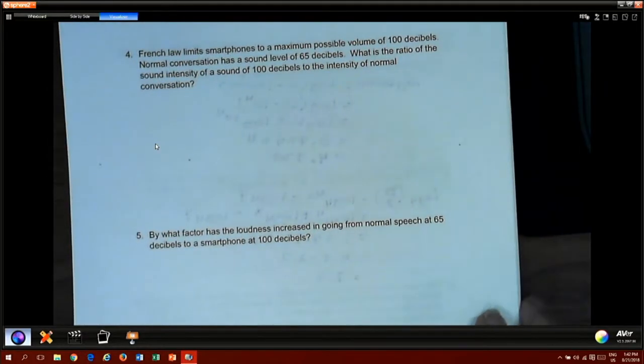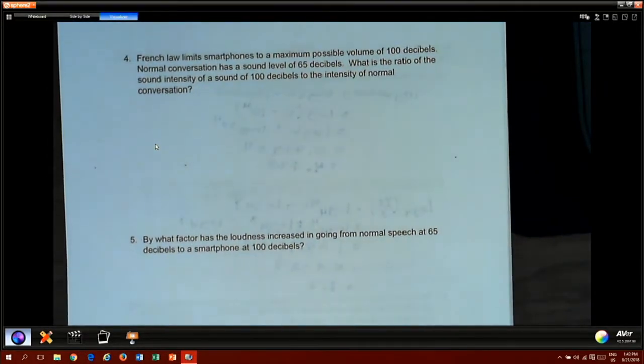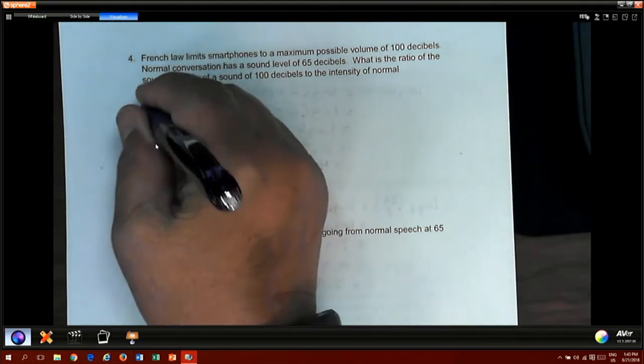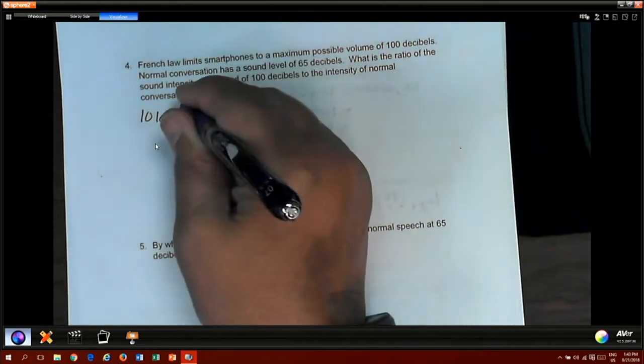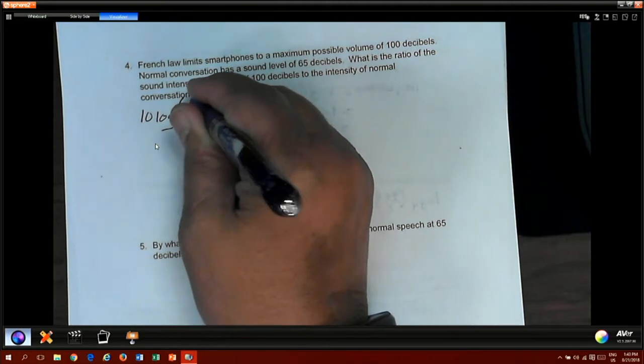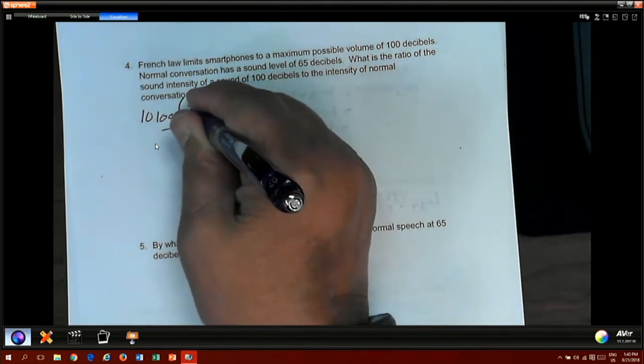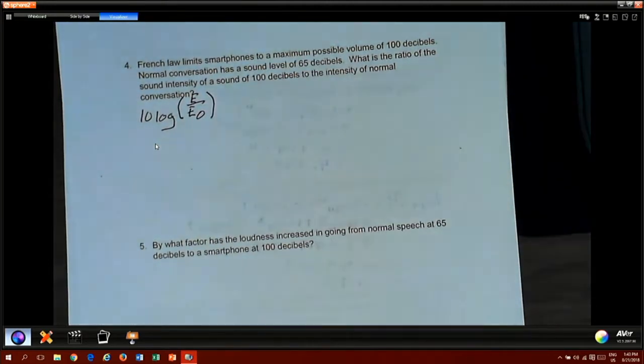Okay, another application of logarithms is decibels. So 10 times the log of E over E sub 0 is what we use. And that's the decibels. And it's working again with the intensity of the sound.